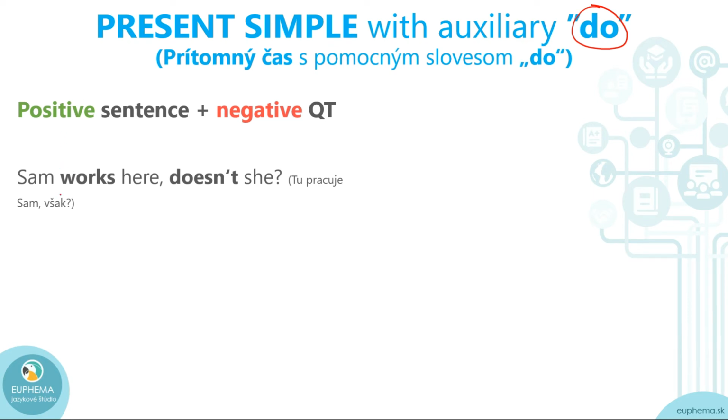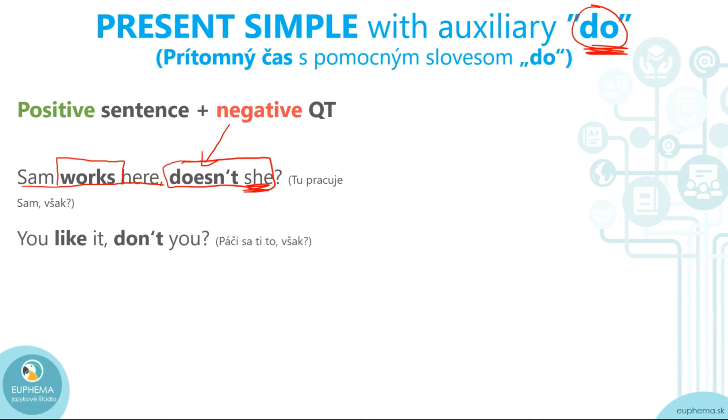So, again, we've got a positive sentence. Sam works here. Okay, in present simple, works, positive. And in a question tag, we need to use a negative. But here we are no longer using the verb be as before, like isn't she or wasn't she and so on, but we need to use this auxiliary do. And this is a third person, so the third person of do is does, and negative of does is doesn't, okay, plus the person she. So Sam works here, doesn't she? Let's say Sam is a woman, yes, Samantha.